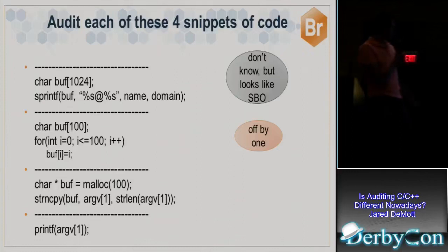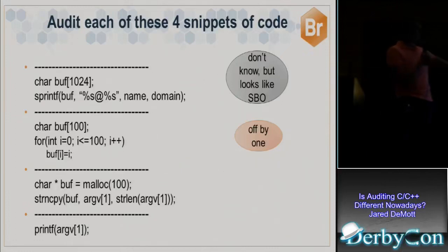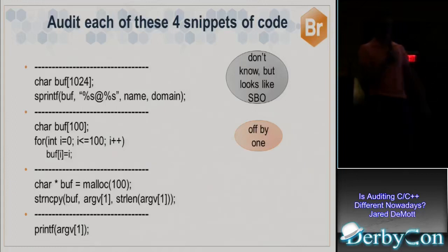So what we have there is this for loop copying bytes from some input into buff. And the problem is the fact that i is less than or equal to. It should just be less than, right? So 0 to 99 would be 100 bytes. What about the next one?